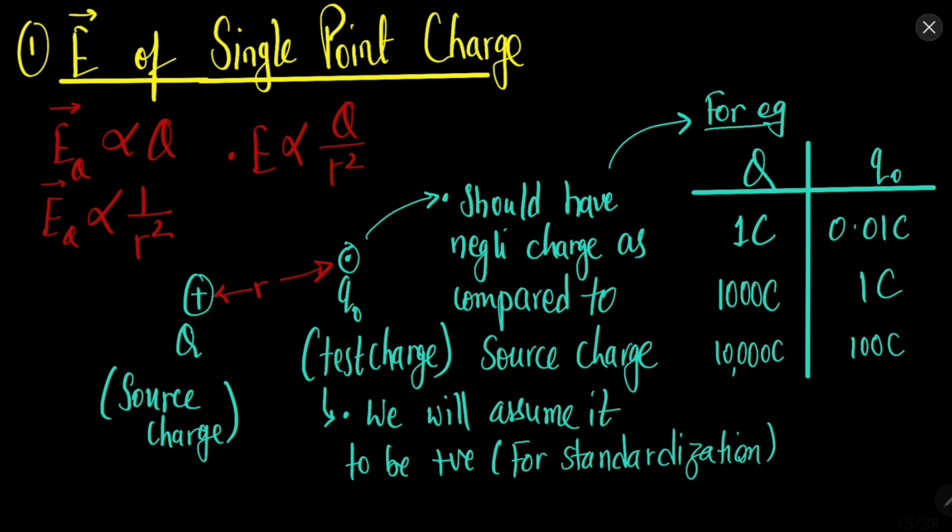The important thing is that this test charge must have a magnitude very small as compared to the source charge whose intensity we need to find. For example, if the source charge is 1 coulomb, the test charge can be 0.01 coulomb, quite small as compared to the source charge. If the source charge is 1000 coulomb, then the test charge can be 1 coulomb. If the source charge is 10,000 coulomb, then it might be 100 coulomb. So the test charge must be very small relative to the source charge whose intensity we want to find.